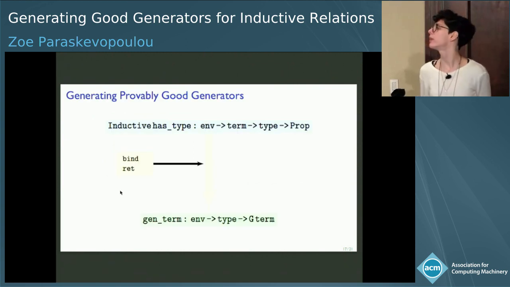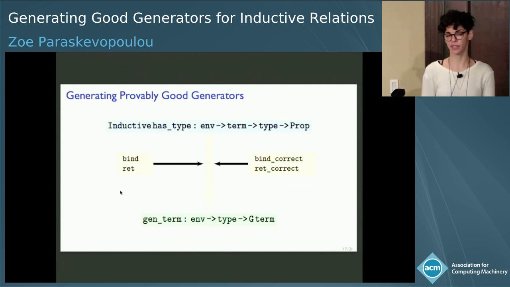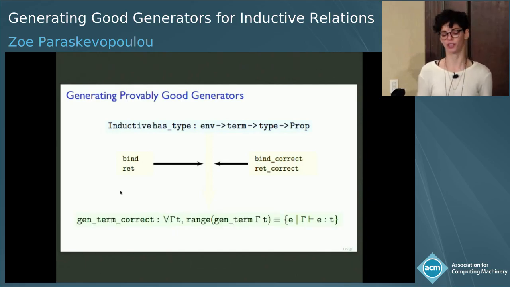So I claim that we are generating provably good generators. In fact, it turns out that we can use exactly the same machinery we use to obtain the generators to obtain their proofs of correctness. In particular, when we instantiate our algorithm with generator combinators, we obtain the generator terms. But if we instantiate our algorithm with the corresponding correctness lemma, we will obtain their proofs of possibilistic correctness.